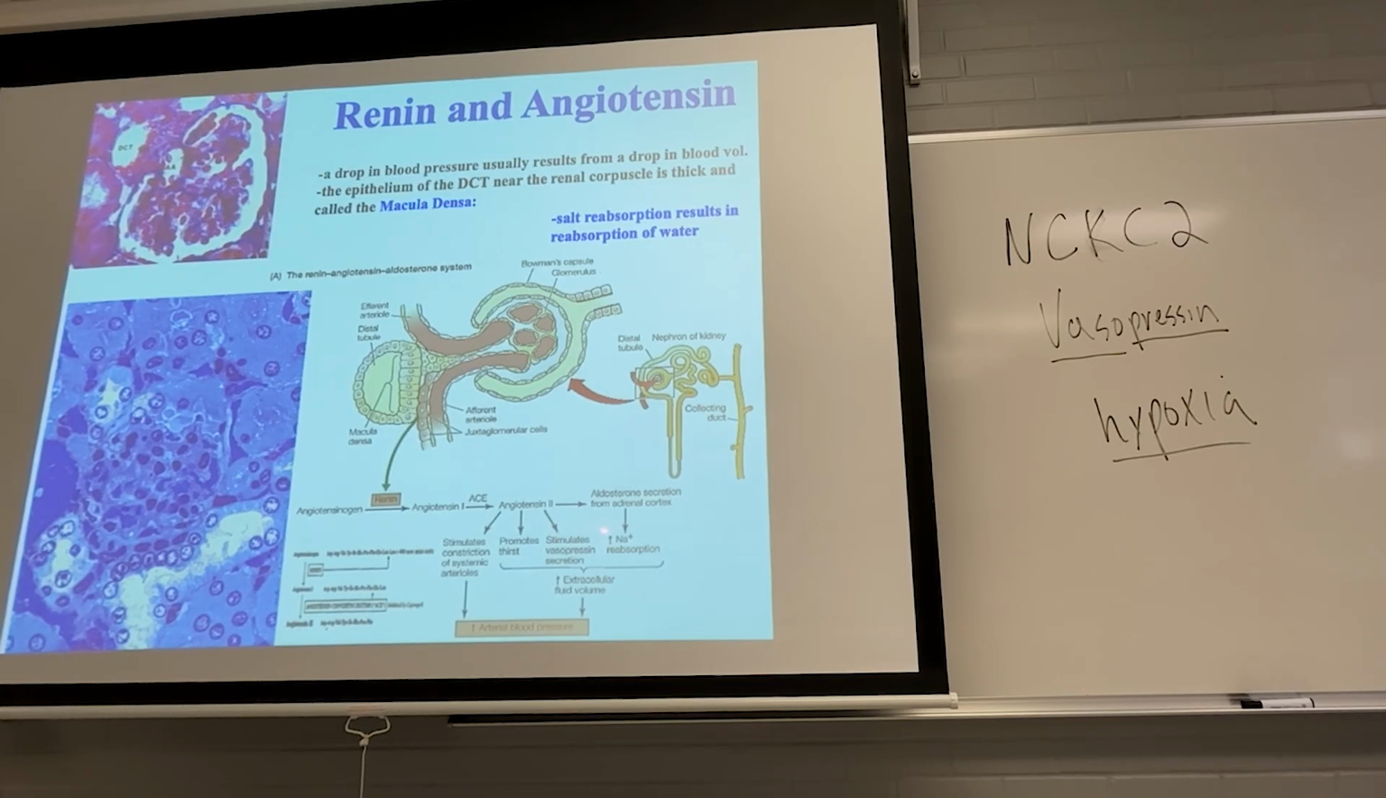It also is going to stimulate vasopressin secretion. Didn't we just talk about that? So renin causes angiotensin 2 to be produced, which also causes the posterior pituitary to release ADH and concentrate urine.